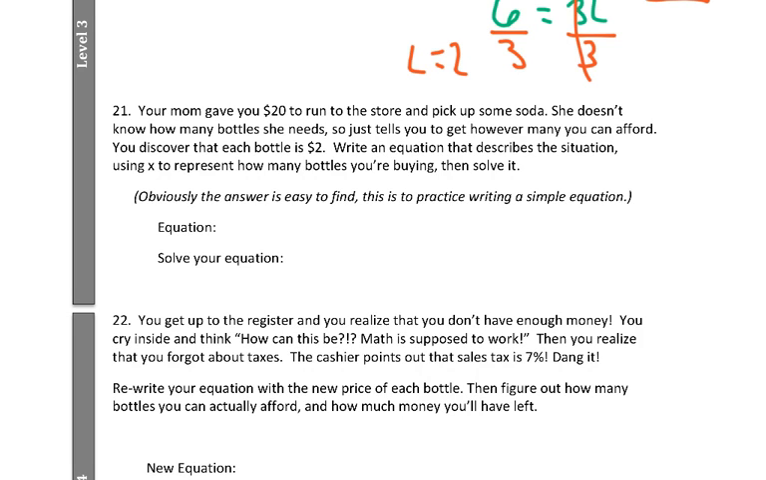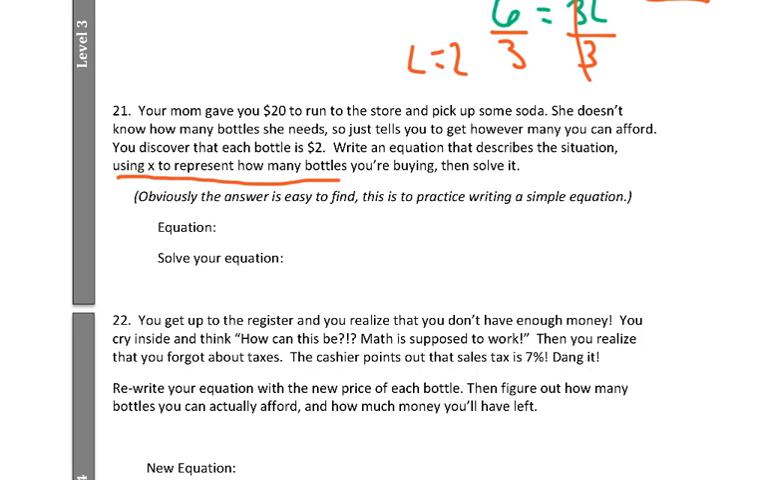Okay, why don't I go ahead and start helping you set this up. Your mom gave you $20, so you have $20 to go to the store and get some soda. She doesn't know how many bottles she needs. She just tells you to buy as many as you can afford. So you've got this $20 bill. You go to the store, and you need to figure out how many bottles you can afford. Well, here's my help. I think that you know, because you're smart enough, you're 9th grade, that you can get 10 bottles.